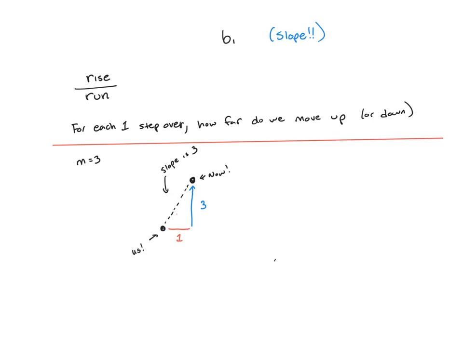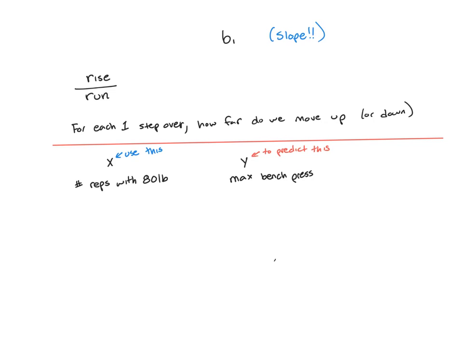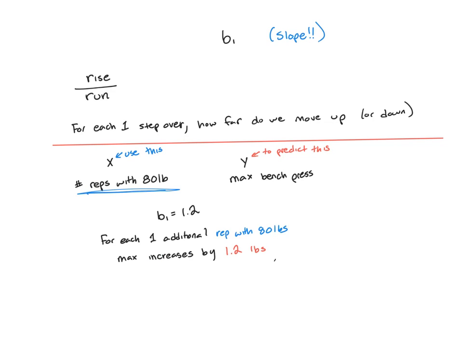This is important because we can use it to make assumptions about our variable. Let's say, for instance, that we were using the number of repetitions a woman could do with an 80-pound barbell in a bench press to predict her max bench press. If the slope of this line was 1.2, that would mean that for every one additional rep she could do with an 80-pound bar, her max bench press would increase by about 1.2 pounds.